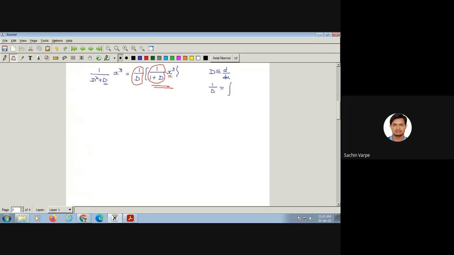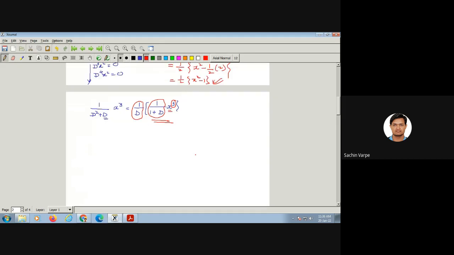Hello, is this clear? So from here you will get the expansion, and up to what term will you expand this? Up to the degree of polynomial. The degree of polynomial here is 3. So we will consider the terms up to d cube, because d raised to 4 and further all derivatives are becoming 0. Okay? So this is how the case is.